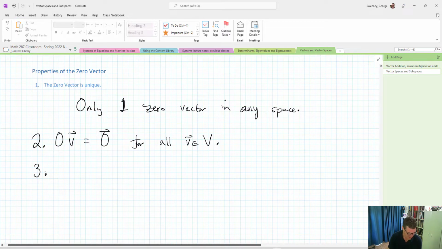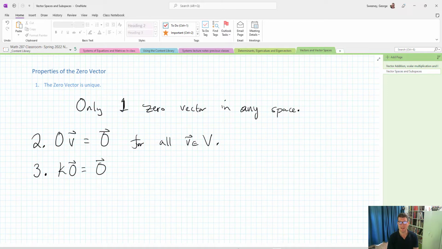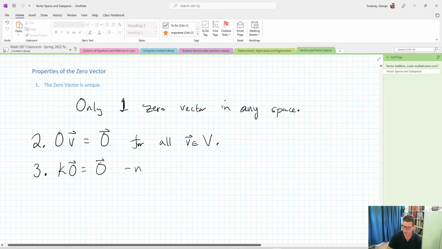Look at number 3. k times the zero vector is going to be the zero vector. So if you scalar multiply the zero vector, you're going to end up at the zero vector. Basically, we can't stretch the zero vector. So no stretching the zero vector. It just ends up giving us exactly what we had before. So none of that. Not allowed.